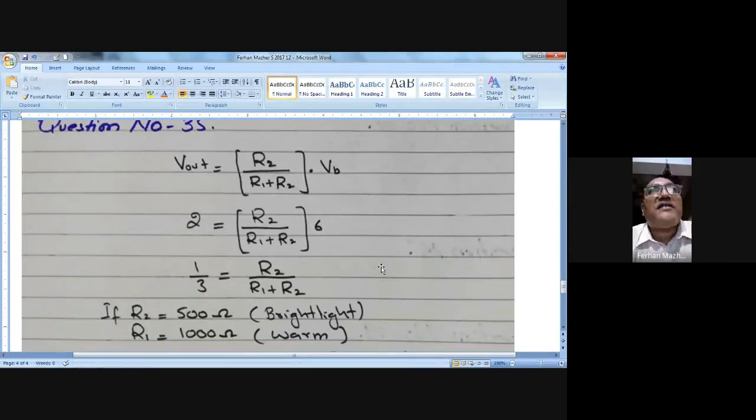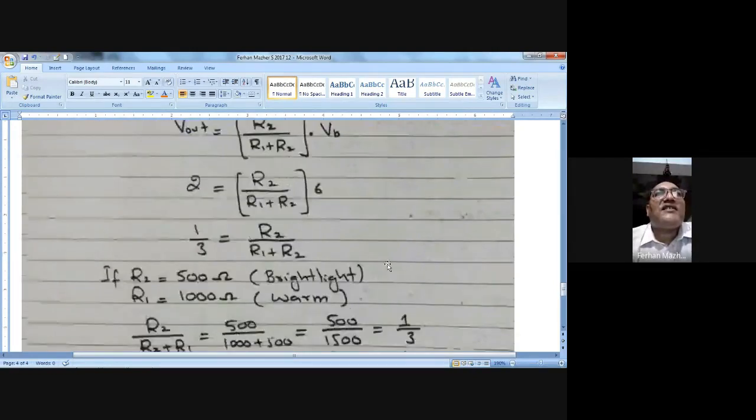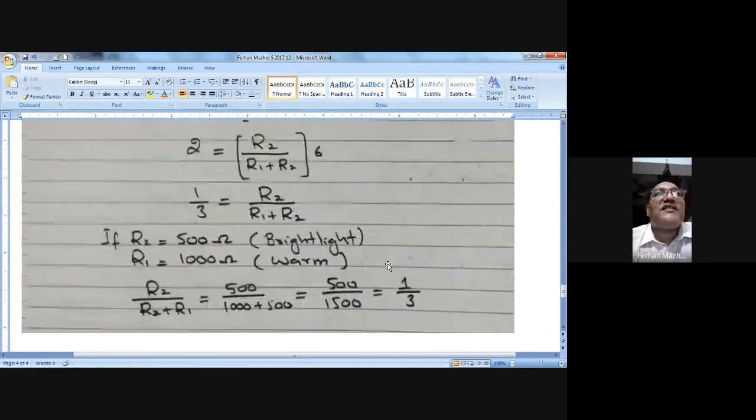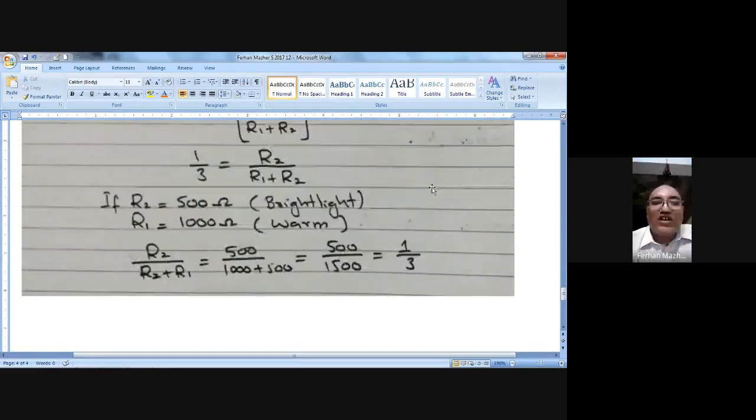You know the V out he said will be 2 volt. The voltage across the LDR is 2 volt and the voltage of the battery is 6. So when I take the 6 to the other side, it will be 2 by 6, which becomes 1 by 3. So now I have 1 by 3 equals R2 divided by R1 plus R2. So I have to choose those R1 and R2 values by which I get the ratio R2 divided by R1 plus R2 as 1 by 3.